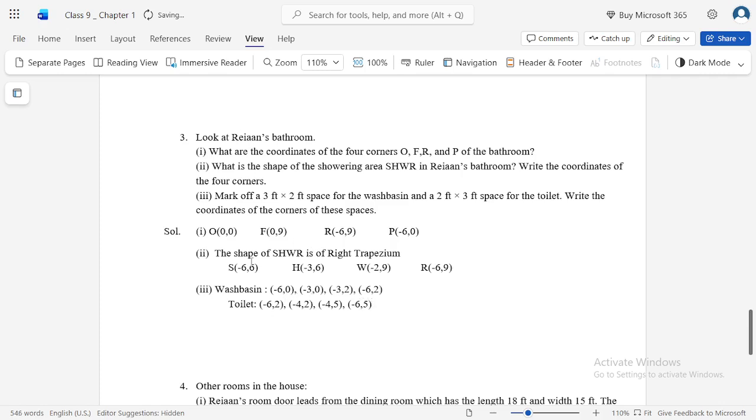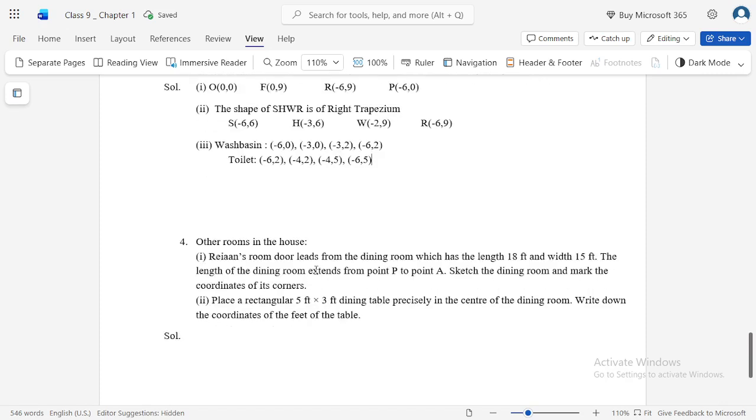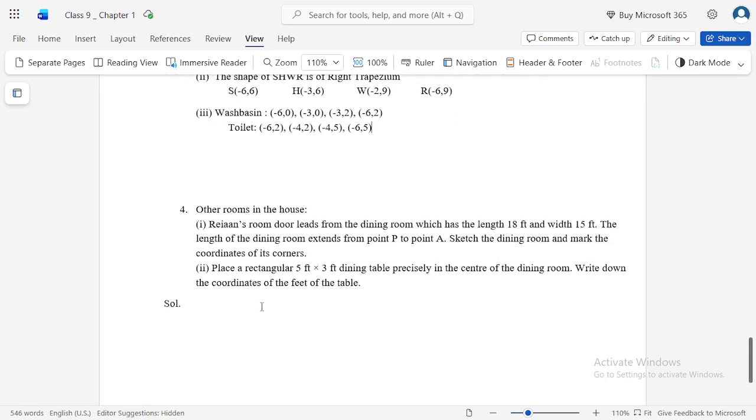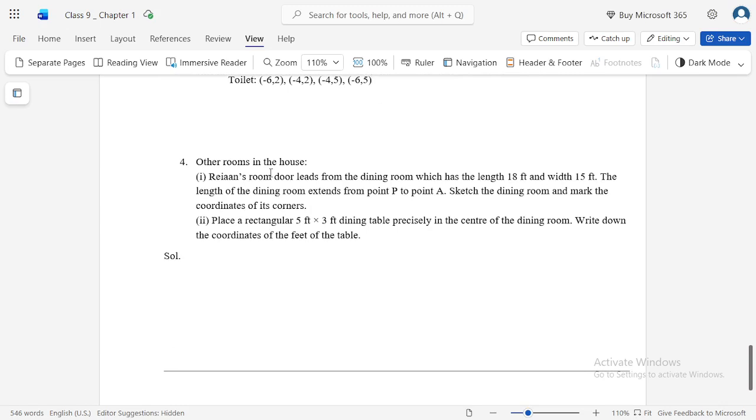So with this we have finished answering the third question. Let's move on to the last question of this exercise, the other rooms in the house. Okay, let's see the first part.